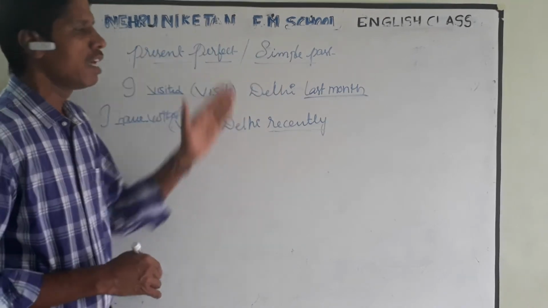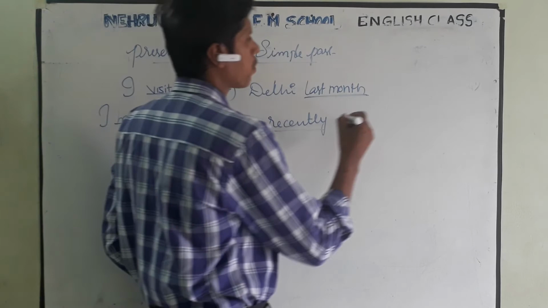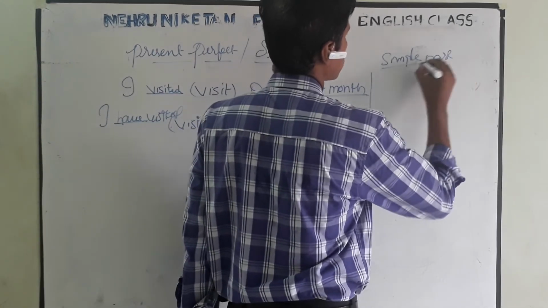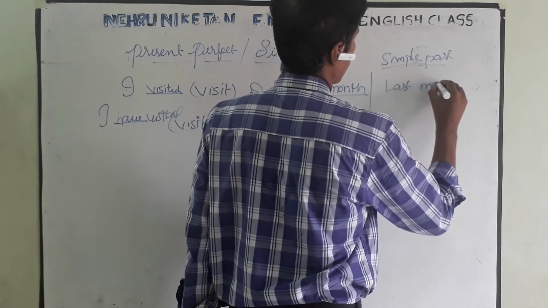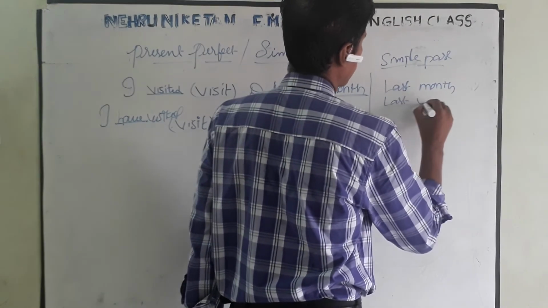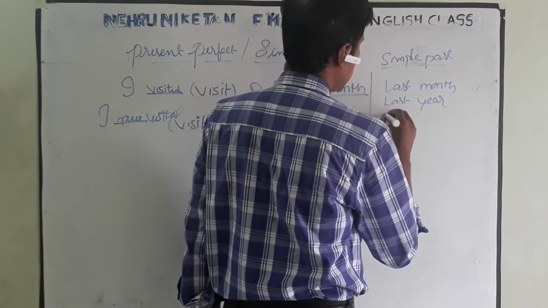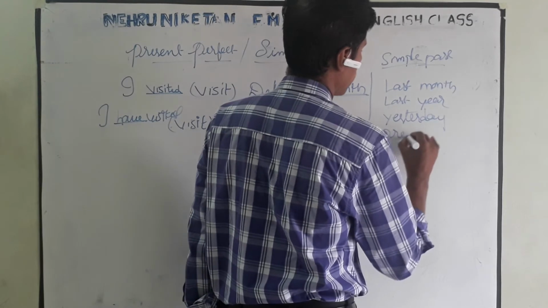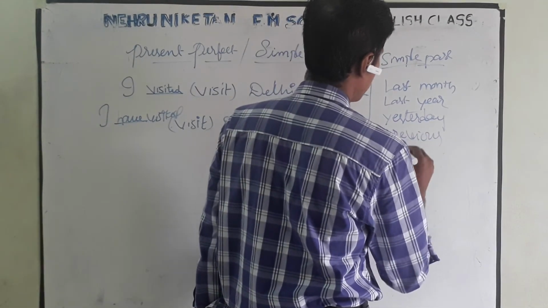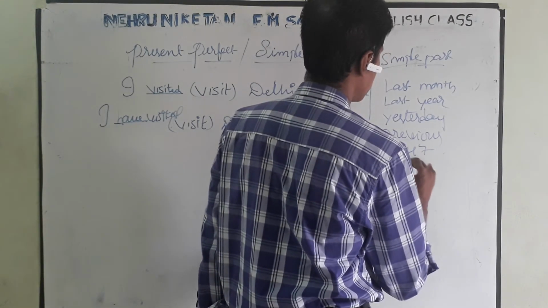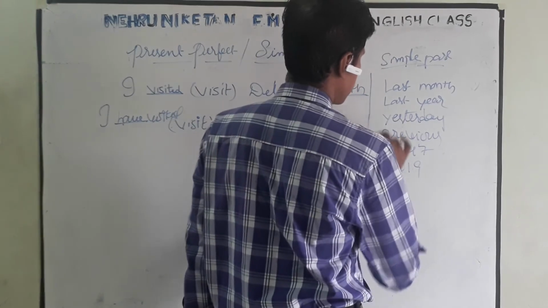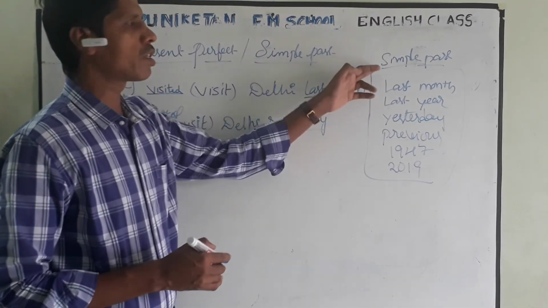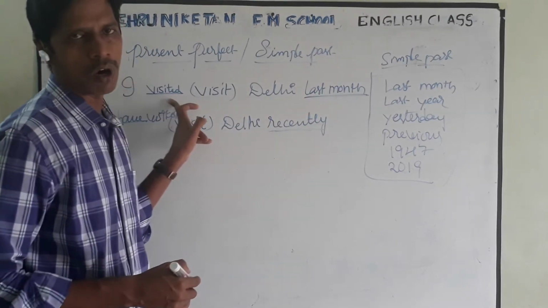In simple past you may see some of these words. I'll write on the board. See, in simple past these are the words: last month, last year, yesterday, previous night, 1947, 2019, etc. So if you see these words in a sentence, automatically you should remember this is a simple past, and the verb is in V2 form.